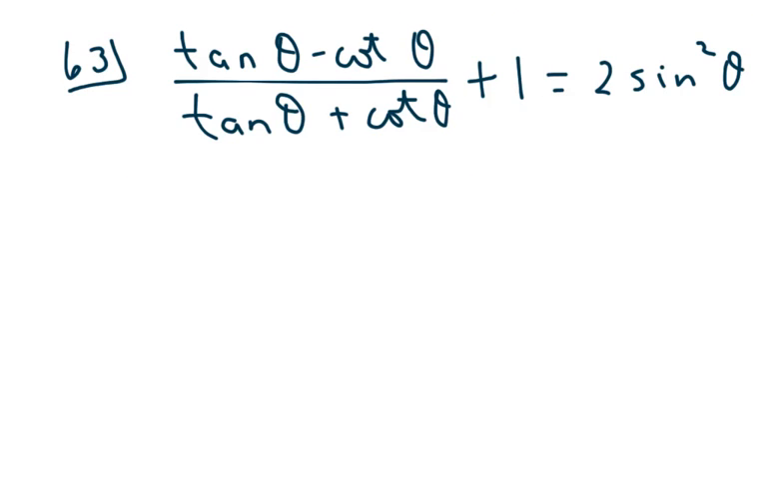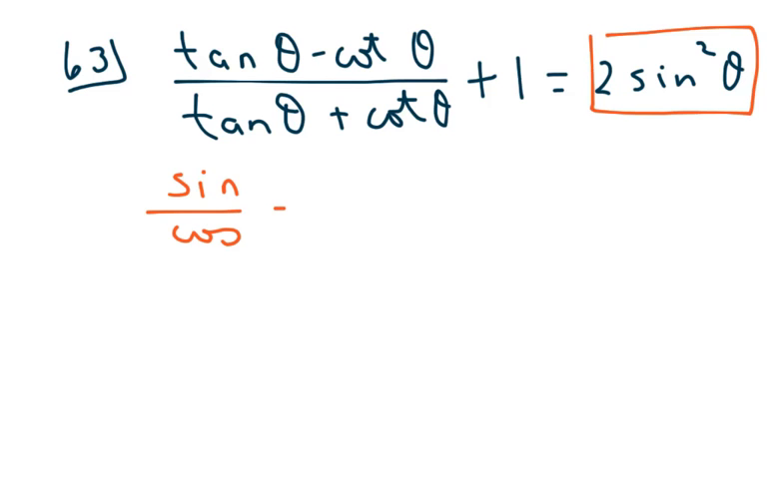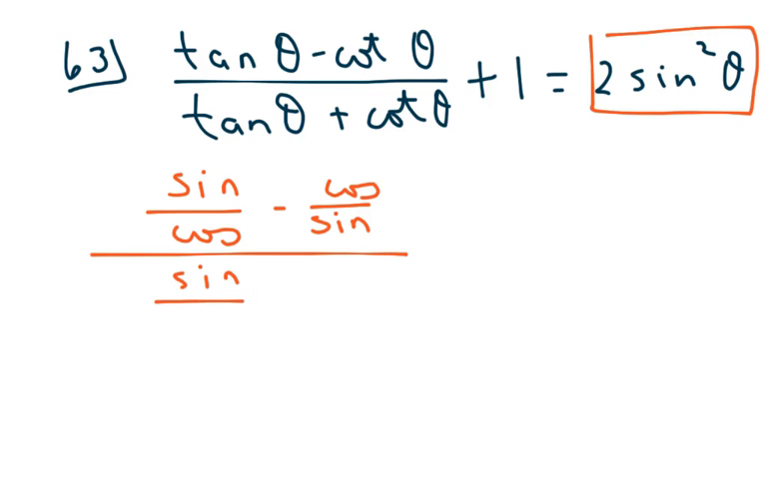Okay. Again, this side is pretty simplistic already, so I'm going to write everything in terms of cosine and sine. The numerator here is going to be sine over cosine minus cosine over sine, all over sine over cosine plus cosine over sine.